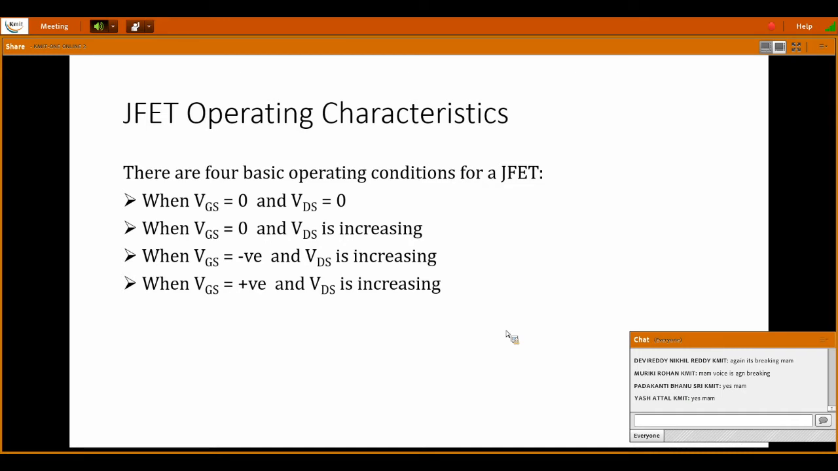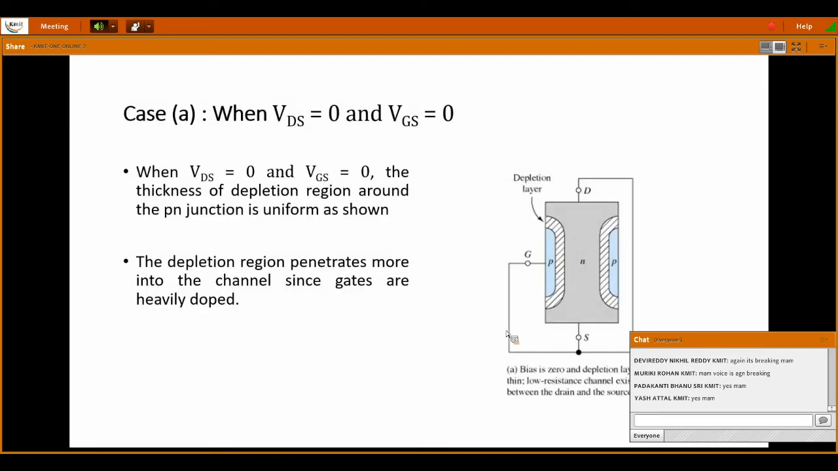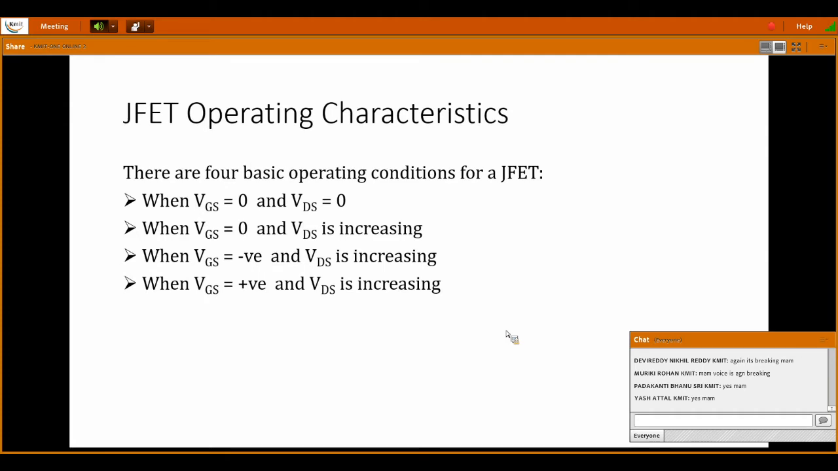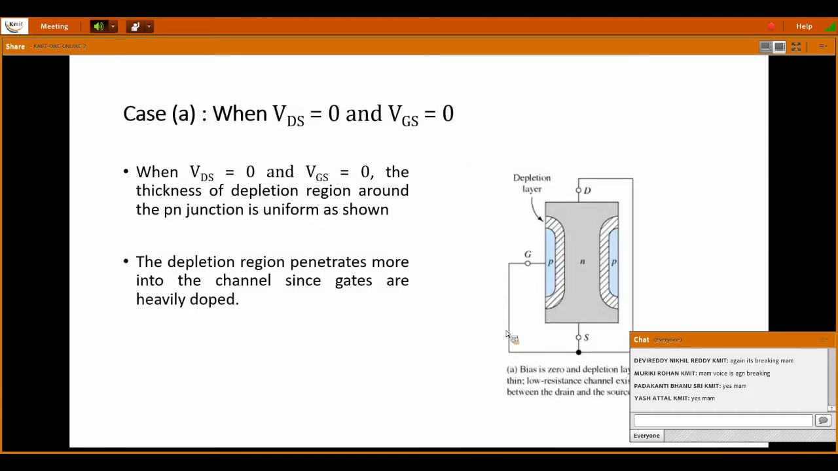So on the whole, when you consider all the 4 conditions, then you will understand the total operation of a JFET. It seems like this, but it is very simple. But listen carefully. So now I am considering the first case. The first case is VGS 0 and VDS 0. Now tell me what happens if VDS is 0 and VGS is 0, both the supply voltages are 0. You can see the circuit diagram here.